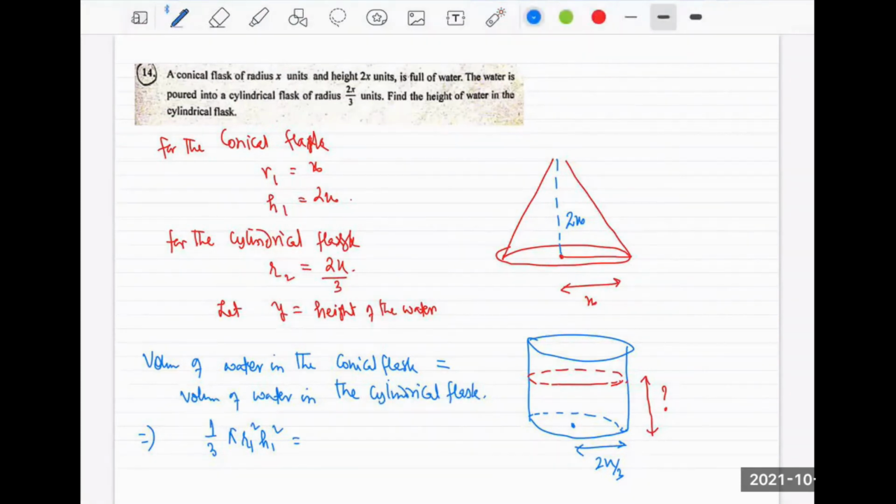So for a cylinder, what's the volume? Pi r square h, right? But instead of r, you have to replace it by r2, and instead of h, the height of the water is taken as y, so you have to put y. What's our goal? We want to find out y. Cancel out first, and then we will put in the value later on. Pi and pi got cancelled. We will put in the value in the next step.